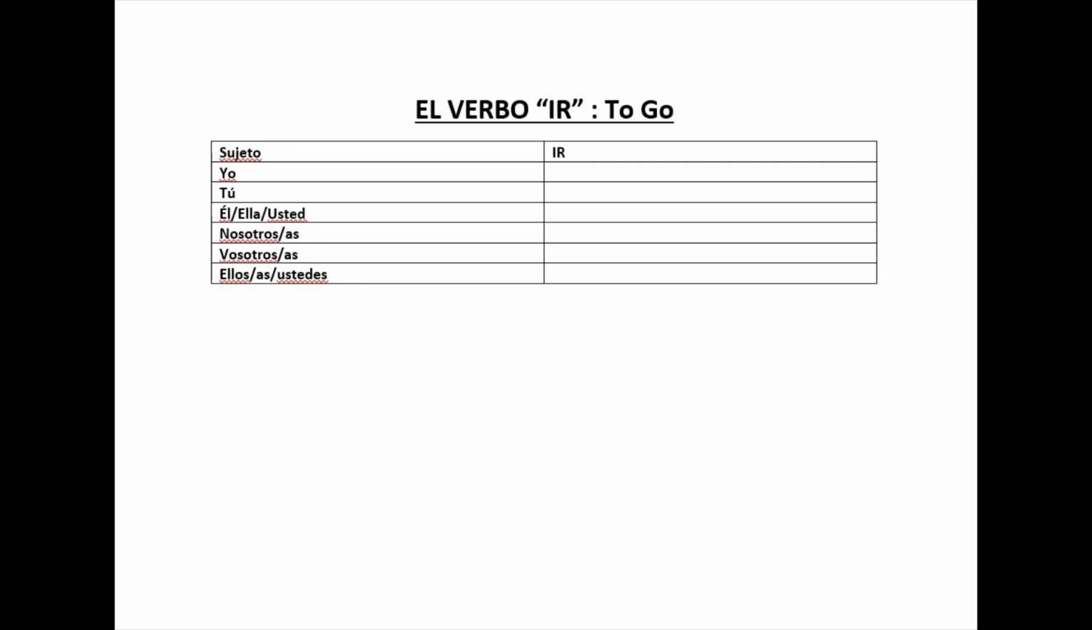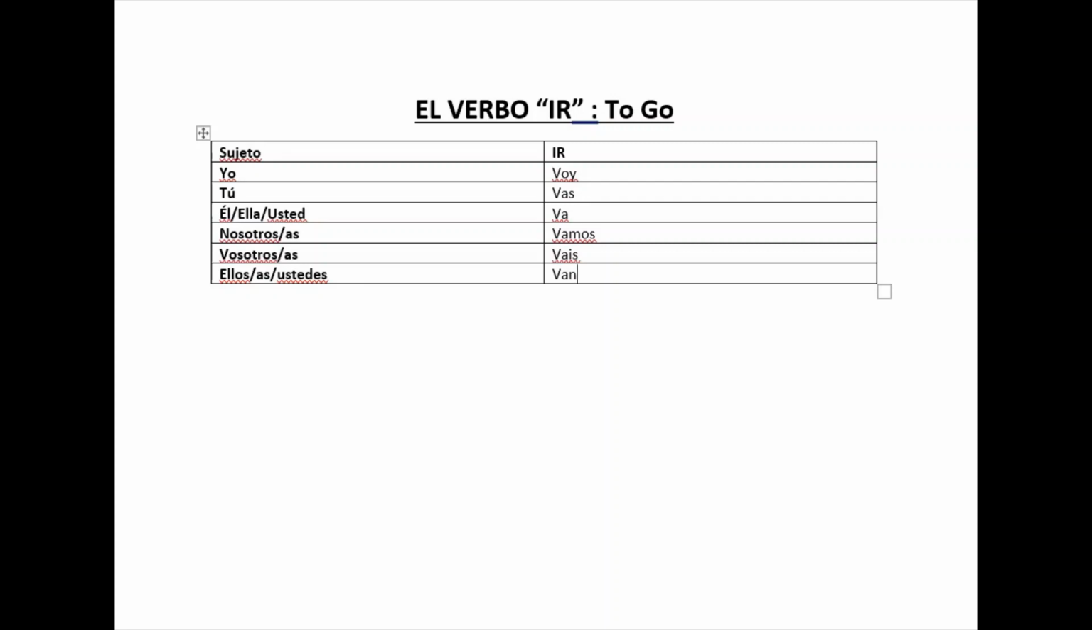And as I told you, ir is a completely irregular verb, that means it does not follow the pattern of conjugation in any of the subjects. So the conjugation of the verb ir in yo is voy, in tú it is vas, in él, ella, usted the conjugation is va, in nosotros, nosotras the conjugation is vamos, in vosotros, vosotras the conjugation is vais. And in ellos, ellas, ustedes the conjugation of the verb is van.